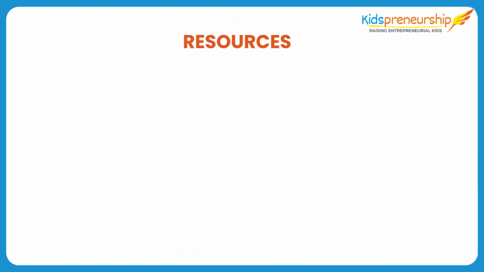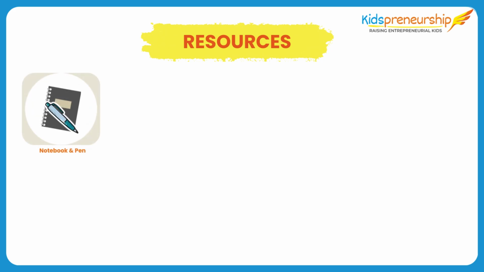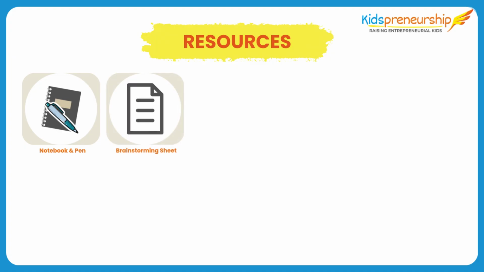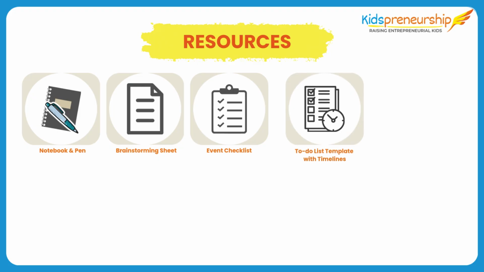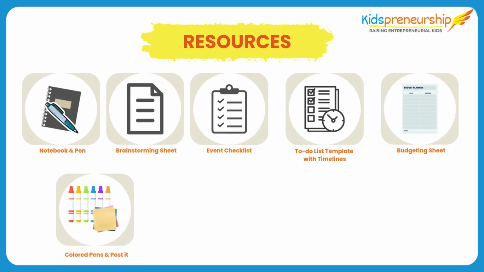Before we jump in, here's what you'll need to get started. You will need a notebook and pen to jot down your ideas as we go along. It's also handy to have a brainstorming sheet to organize your thoughts. We'll be using an event checklist and to-do list template with timelines to help you stay on track and make sure everything gets done on time. A budgeting sheet will help you manage how much money you'll need for the event, and colored pens and post-its are always fun to highlight the most important tasks.